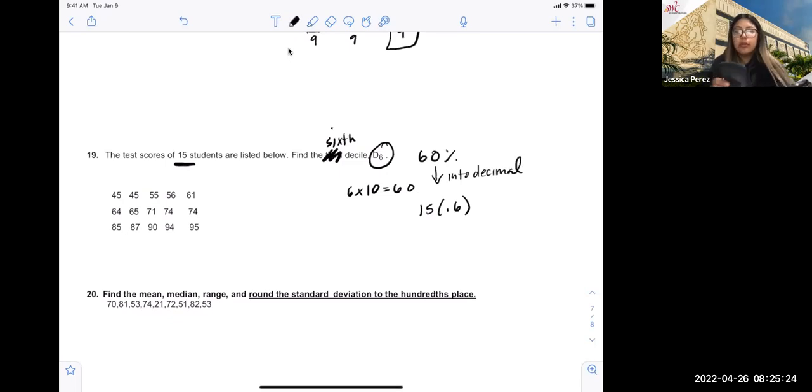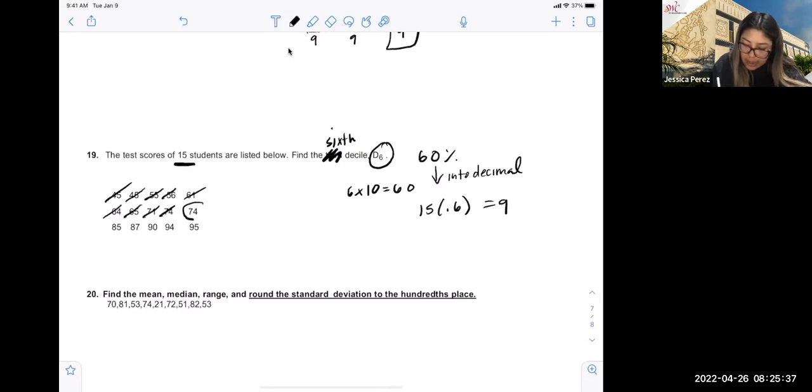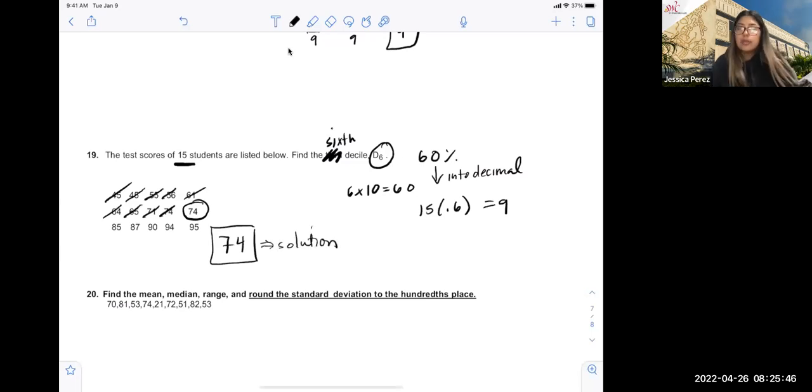So using your calculator, you're going to go, okay, so what's 15 times 0.6? That's 9. So then you're going to go to your data. You're going to cross out 1, 2, 3, 4, 5, 6, 7, 8, 9, and it's the next number after that. So your answer should be 74. This is your solution. So you use your decile to tell you how many items to cross out. It's saying cross 9 items, and then it's the following number. Okay.